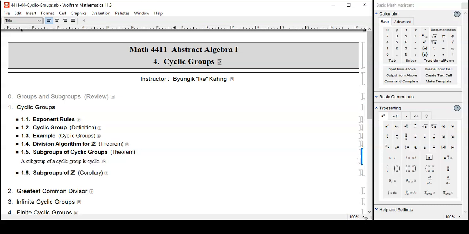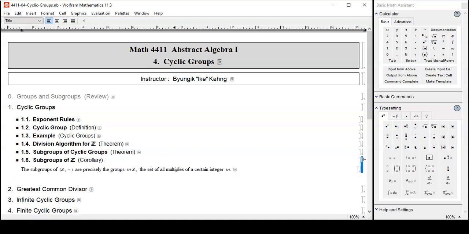And then we stated and proved a major theorem like this. Theorem 1.5. A subgroup of a cyclic group is cyclic. Pretty much everything in lesson 4 revolves around this. For instance, here's an immediate corollary, which says every subgroup of Z is of the same form, MZ. Basically, the set of all multiples of a certain integer M. Consequently, it successfully characterized all subgroups of Z under the addition.